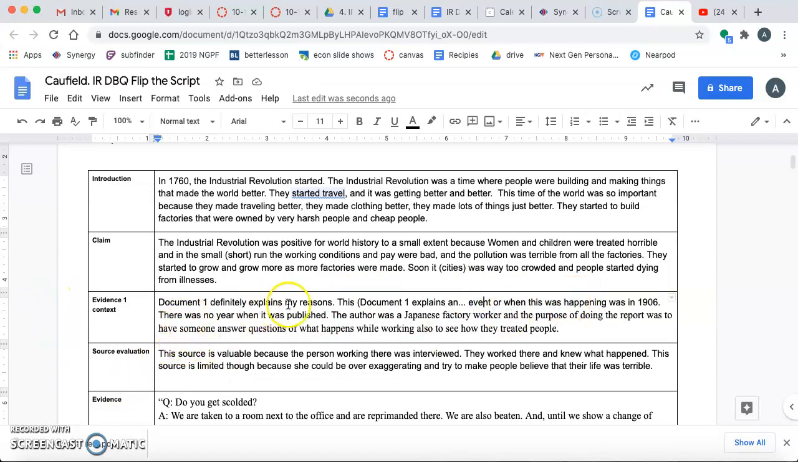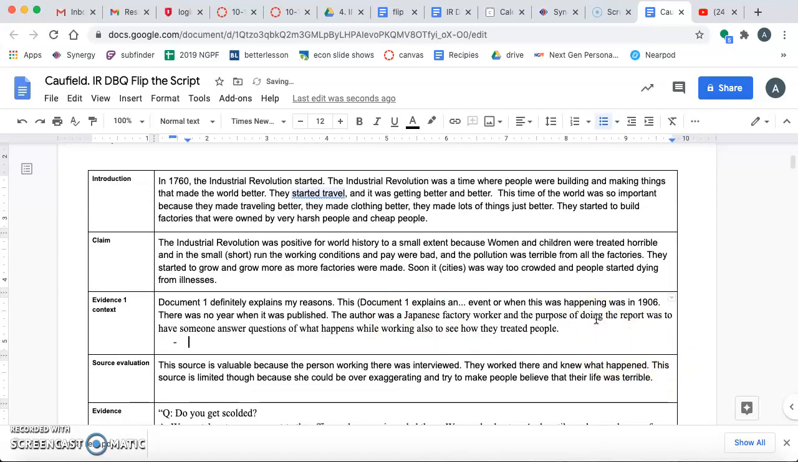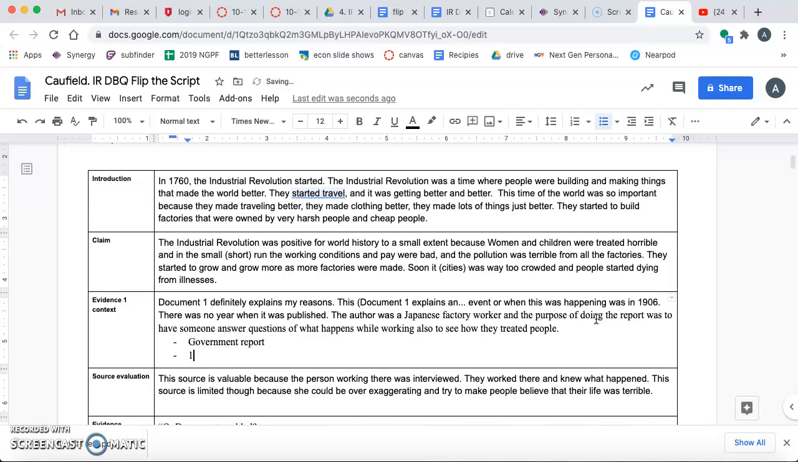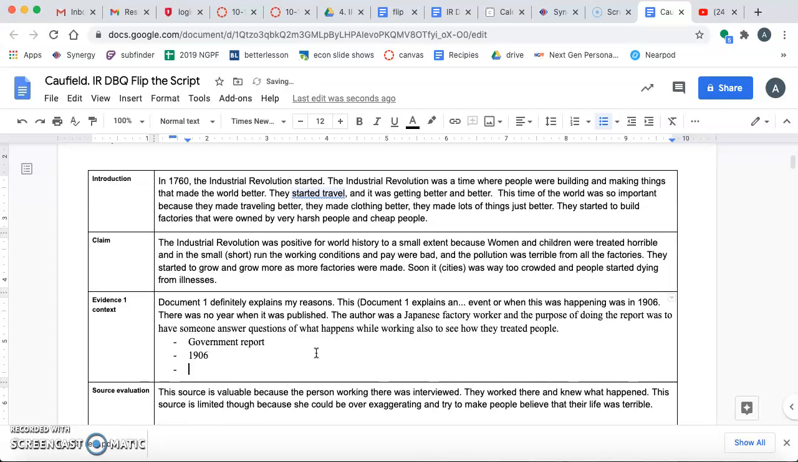There was no year that it was published. The author was a Japanese factory worker, and the purpose of doing the report was to have somebody answer questions of what happened while working, also to see how they were treated. Okay, so this context is missing some important information, right? Document 1 was a government report. We do know that it was published in 1906, yet this person says that there was no year that it was published, right? And the purpose, it was an interview with a factory worker, okay?